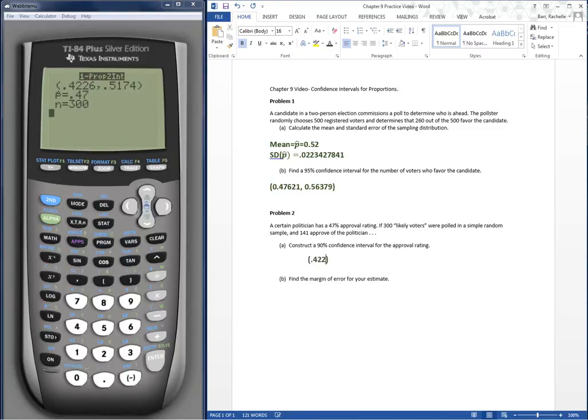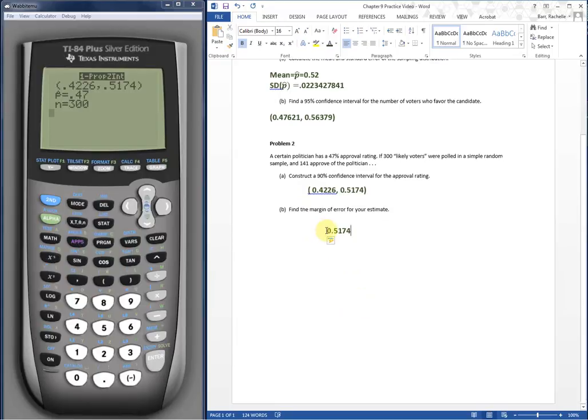0.4226, comma, 0.5174. And then the next thing they ask is for the margin of error. Now you might be thinking that the margin of error is something I'm going to have to go calculate my z-score and use the formula and whatnot to be able to figure out what the margin of error would be.